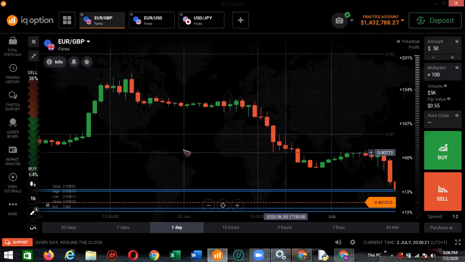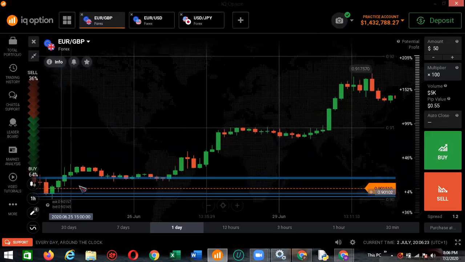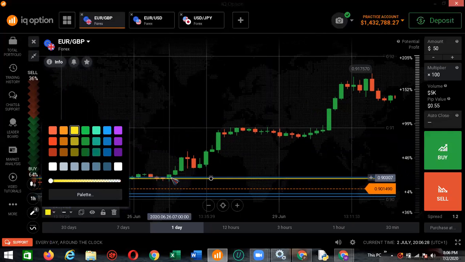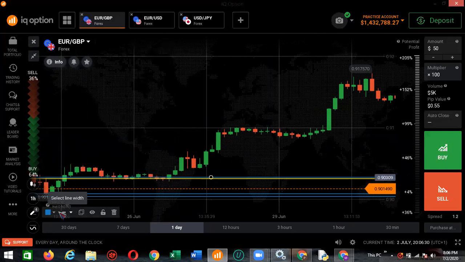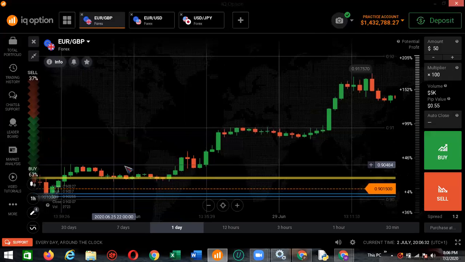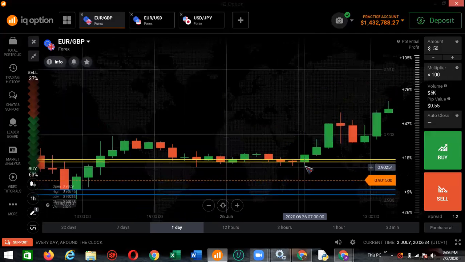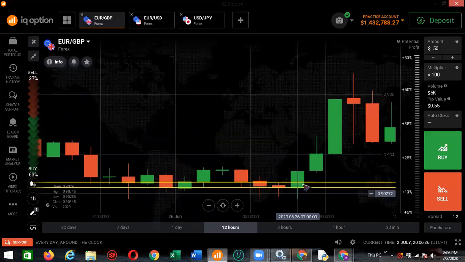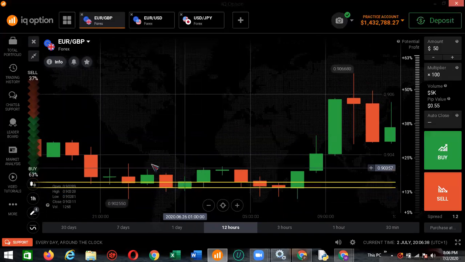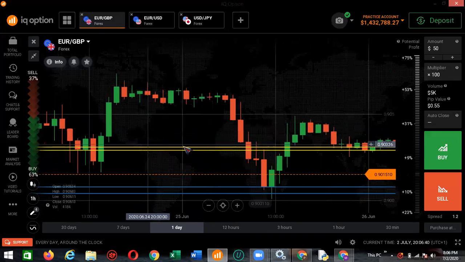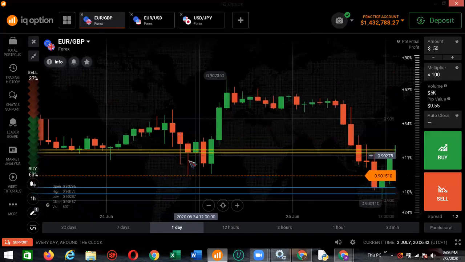Let's check it backward. You can change the color in case you think it might be more convincing. So let's check backward. Look at it too. It was unable to cross it too. It bounced back, unable to cross it. Look at this, let's move backward. This one too was unable to cross it.